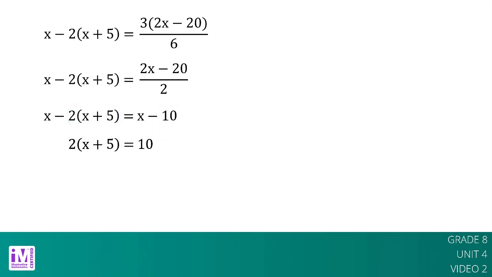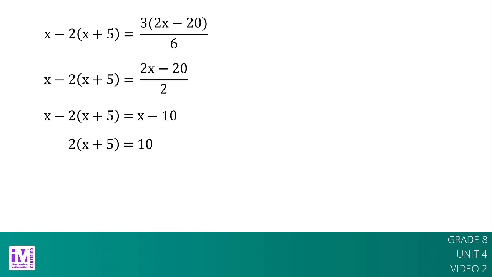Thinking this way, the equation can now be rewritten with fewer terms as 2 times the quantity x plus 5 equals 10. Only a few steps left! But what can we tell about the solution to this problem right now? Is it positive? Negative? 0?